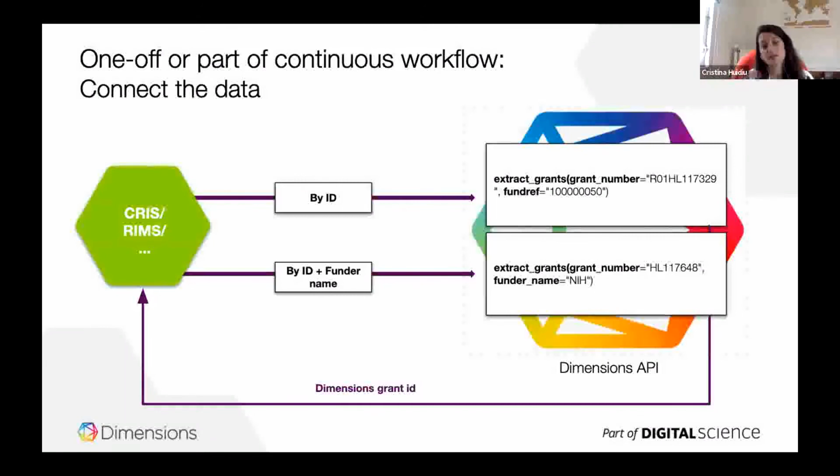But what Dimensions does is use those identifiers that we ourselves use, assign one grant ID, and then feed that back into your system. So then you would be able to use one identifier to query all the data that exists in Dimensions as well. So rather than looking at grant number R01HL and all the others that I've put in here, you would use the one identifier and look at which similar publications have been published that are similar to this grant, or which similar grants have been awarded by other funders out there.